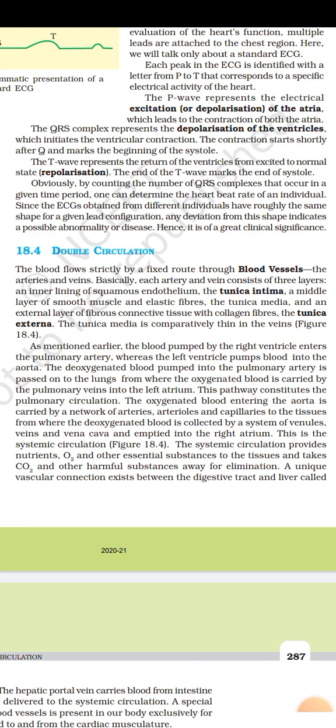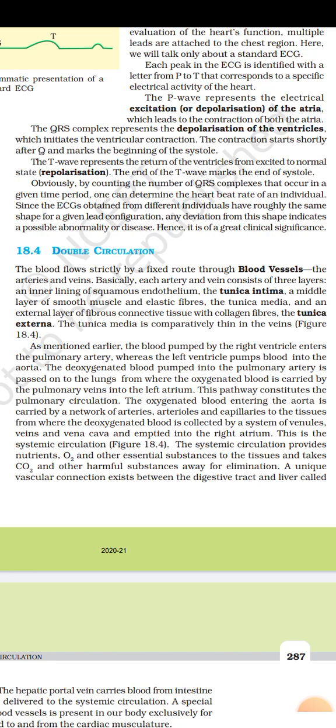The oxygenated blood entering the aorta is carried by a network of arteries, arterioles, and capillaries to the tissues, from where the deoxygenated blood is collected by a system of venules, veins, and vena cava and emptied into the right atrium. This is systemic circulation. The systemic circulation provides nutrients, O2, and other essential substances to the tissues and takes CO2 and other harmful substances away for elimination.